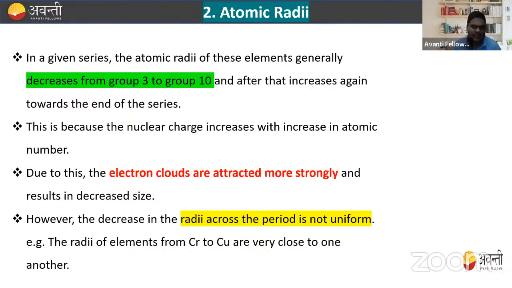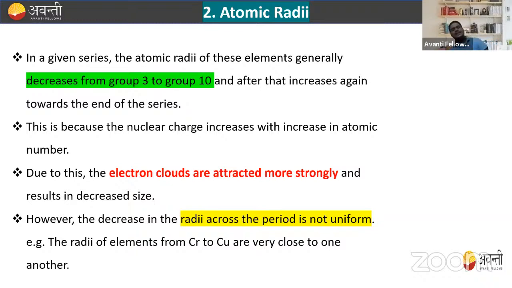So why is this happening? Why does the size decrease from group 3 to group 10? This is because the nuclear charge increases with the increase in atomic number. This is a very simple concept. We already know whenever we move from left to right in the periodic table, the size decreases, and the reason behind this is the increase in nuclear charge with the increase in atomic number. Due to this nuclear charge, the electron clouds are attracted more strongly, resulting in a decrease in size. However, the decrease in the radii across the period is not uniform, right?